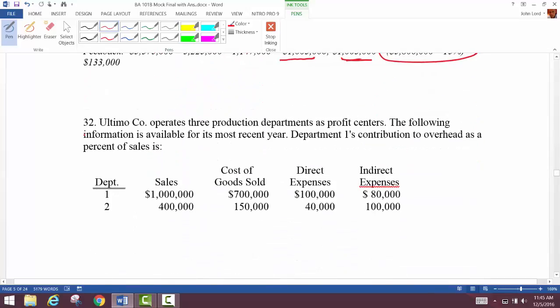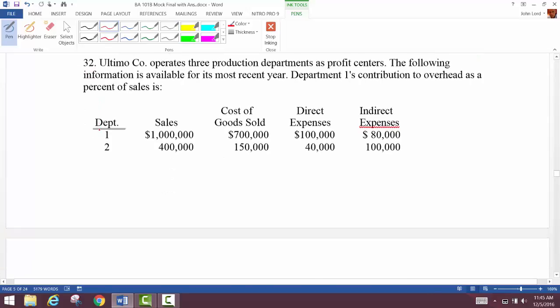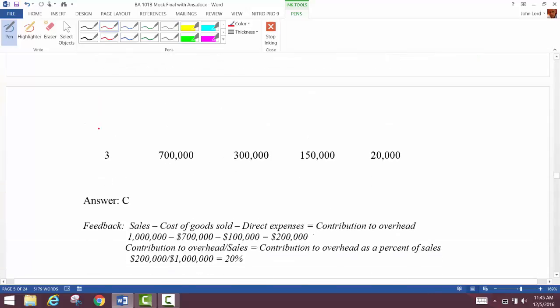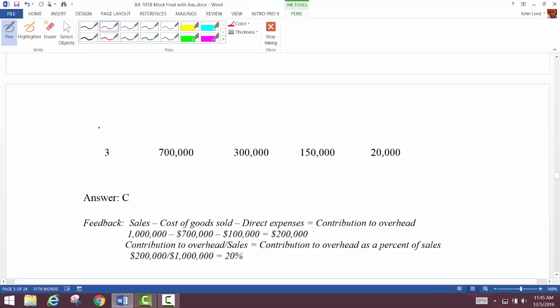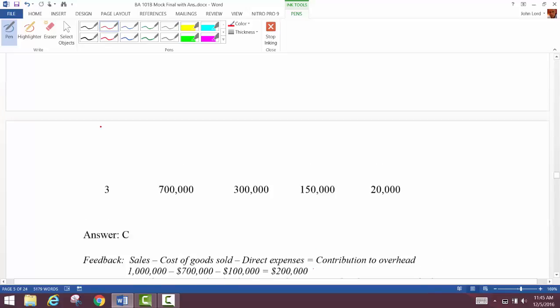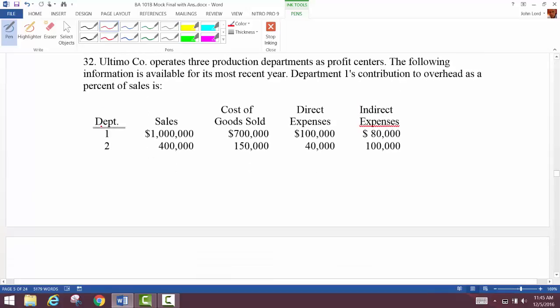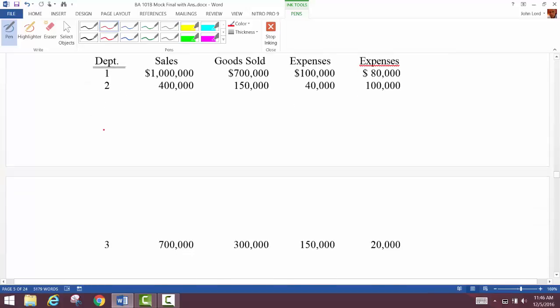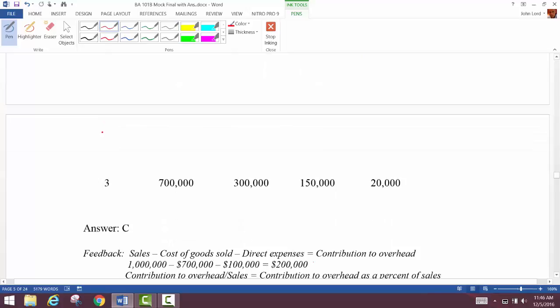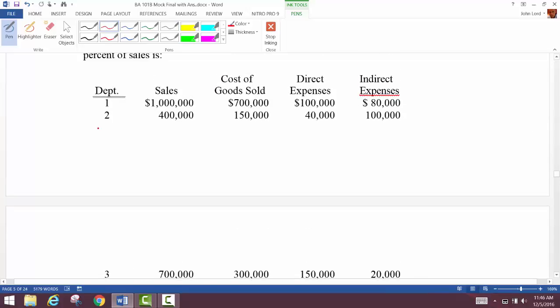Okay, good. Number 32. I think we had done another one of these before where we did a different division. Okay, but we had done something similar. This one asked for Department 1's contribution overhead as a percent of sales. I think we've done another name of a company. So we've done a few of these now. But we have what? We've got the $1 million. We picked that up.